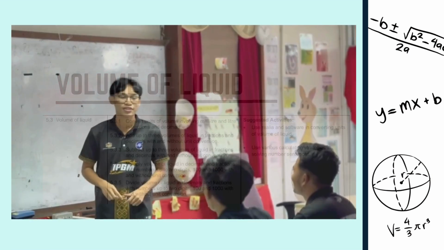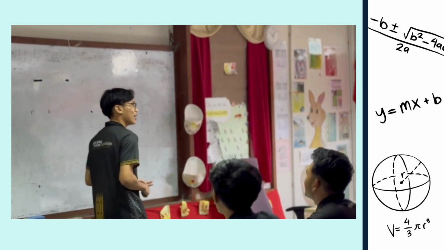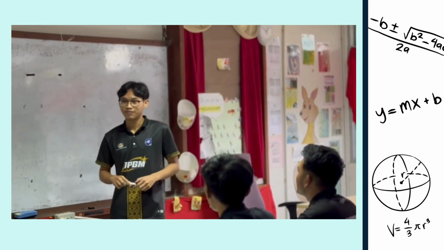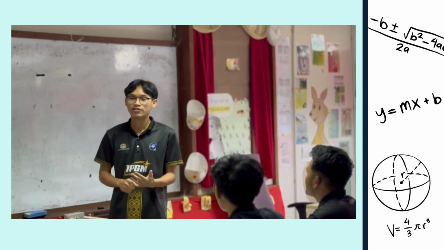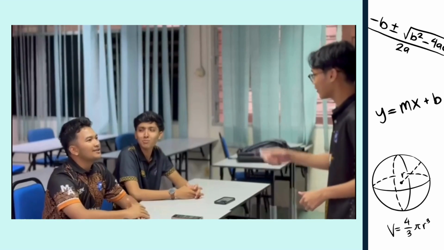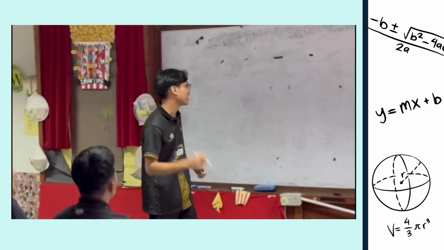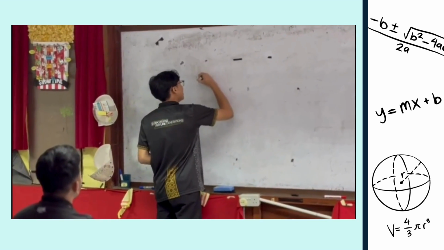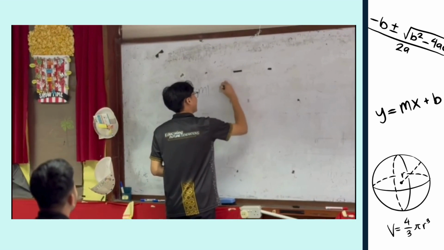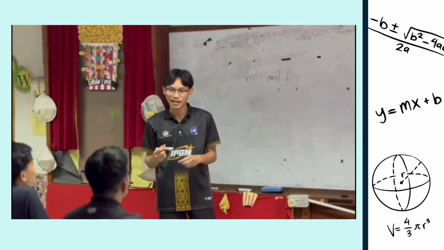Morning class. Today we are going to learn about volume of liquid. Now, who can tell me what we use to measure a liquid, juice or water, in a container? The answer is milliliter and liter. Excellent. We use milliliter and liter to measure juice in a container.